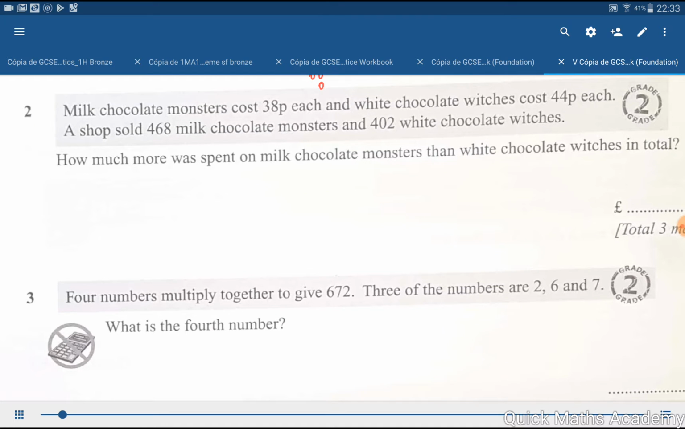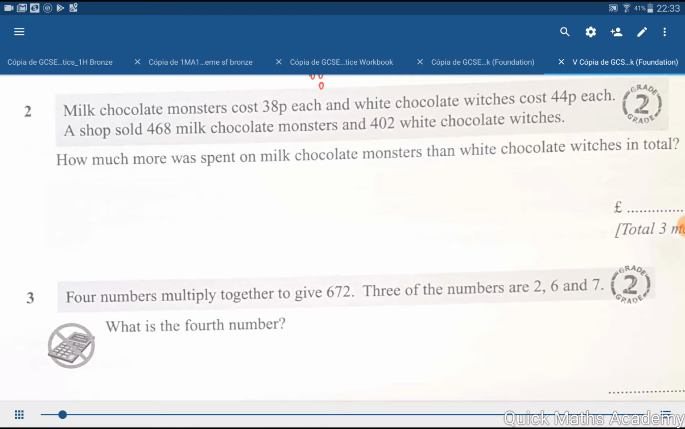Milk chocolate monsters cost 38p each, and white chocolate witches cost 44p each. A shop sold 468 milk chocolate monsters and 402 white chocolate witches. Okay. How much more was spent on milk chocolate monsters than white chocolate witches? Okay.